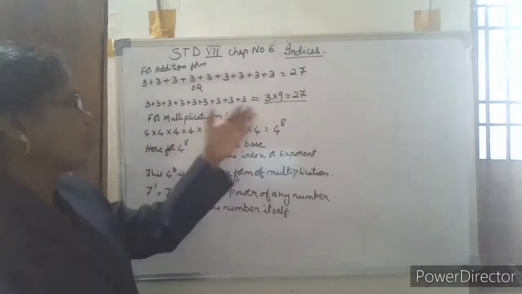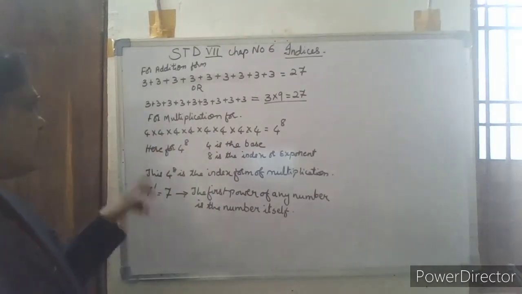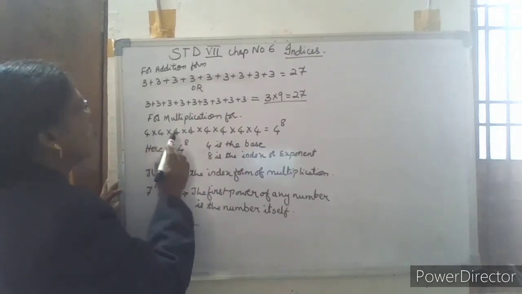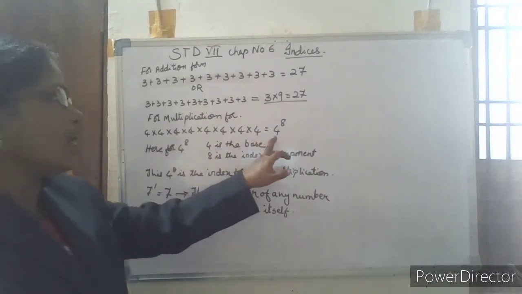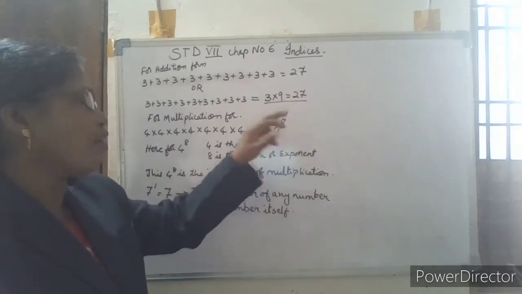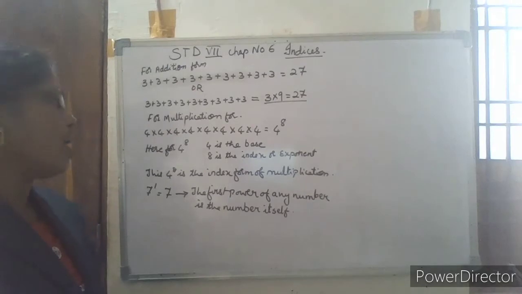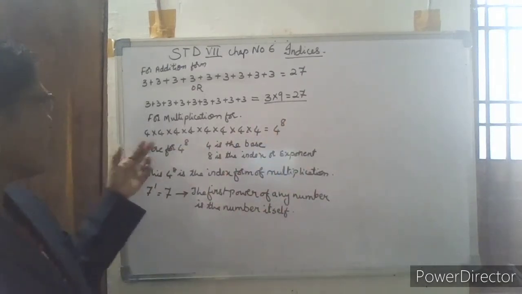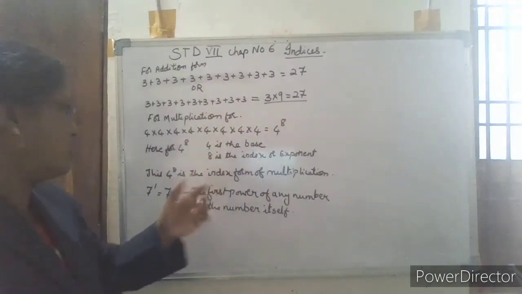But this type of short form we can apply for multiplication form also, and that is indices. 4 is multiplied how many times? 1, 2, 3, 4, 5, 6, 7, 8 times. So I can write this as 4 to the power of 8, or it is also read as 4 raised to 8. This reading of indices we'll learn later on. So this is 4 raised to 8 or 4 to the power of 8.